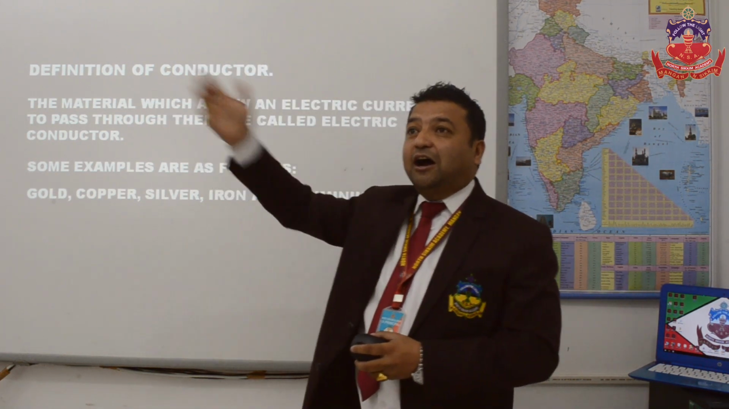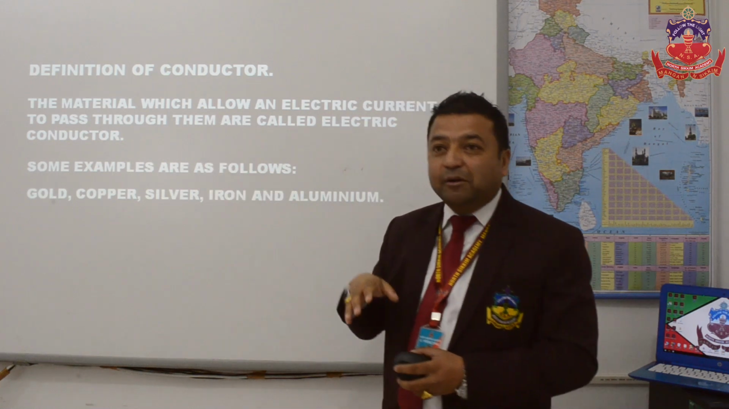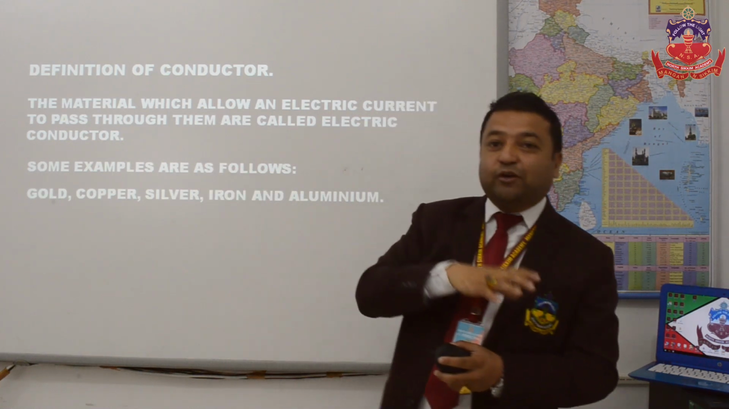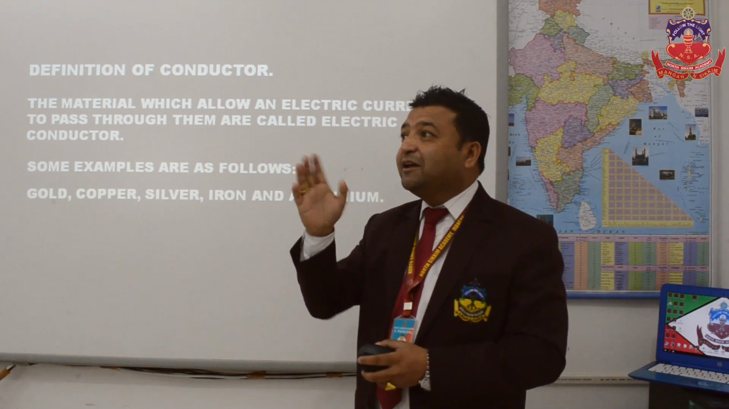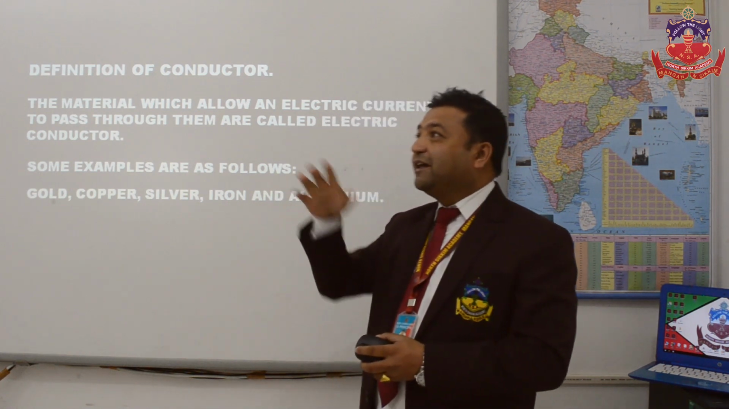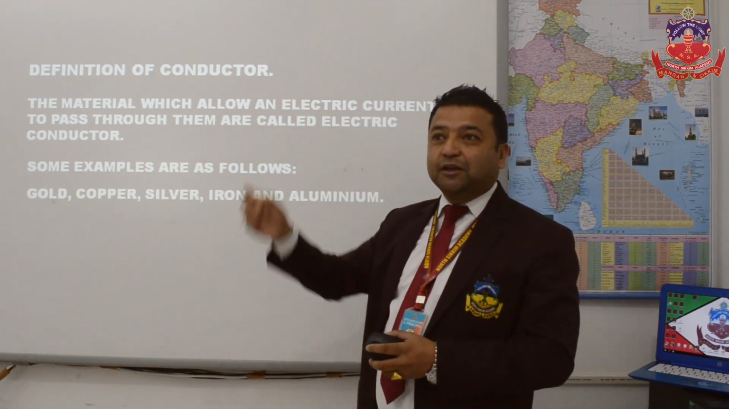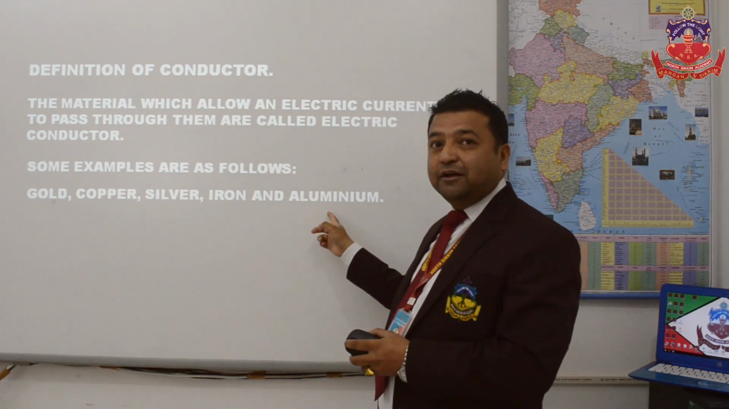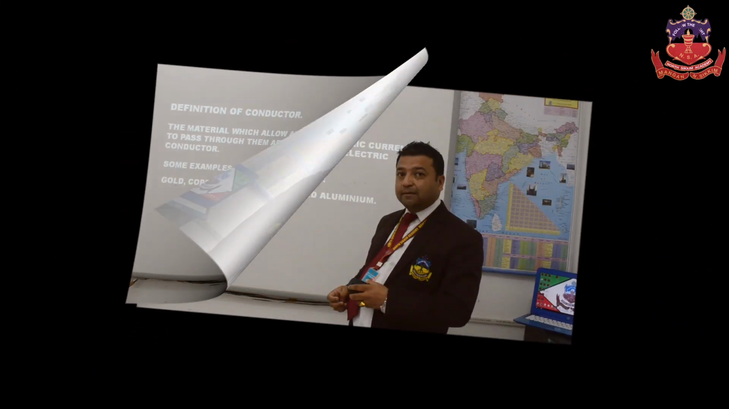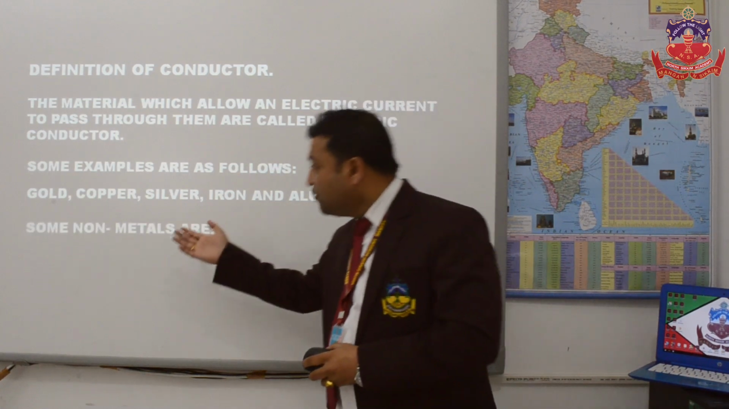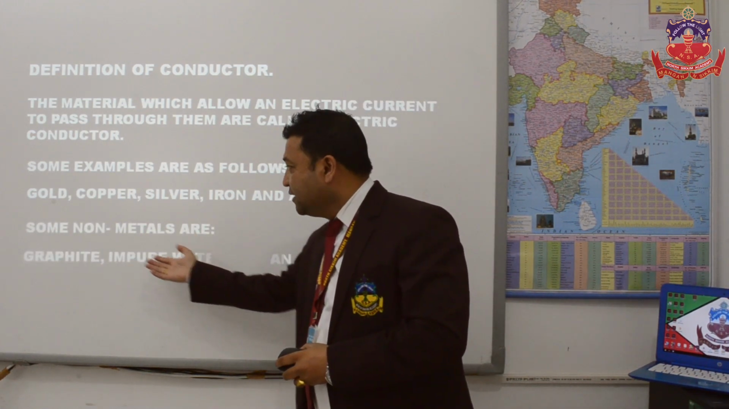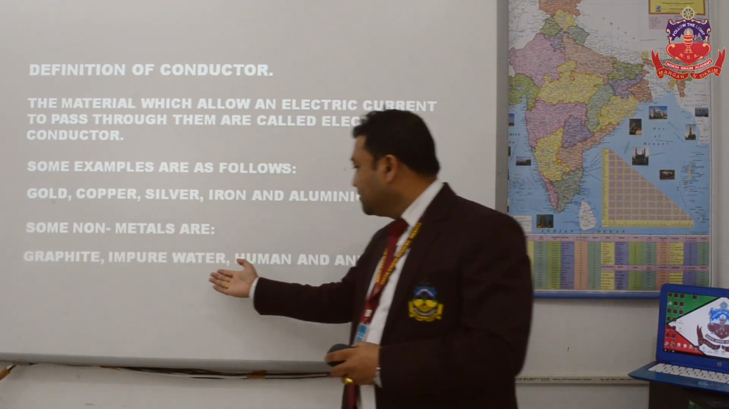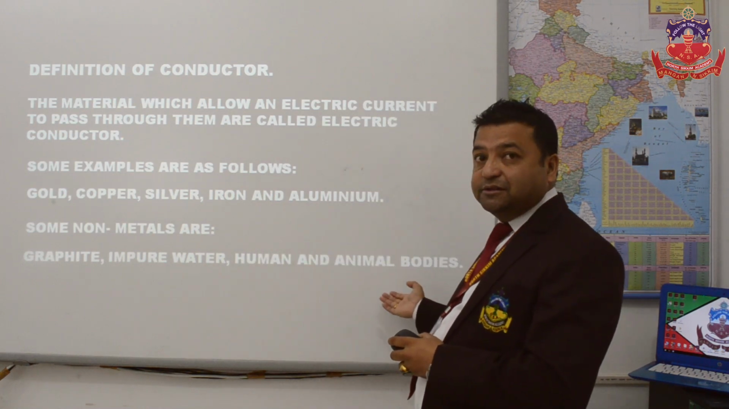We can see outside when you go around with family members, when you are driving a car or going for a ride, that from the window of your vehicle you can see big towers. Those wires are made of aluminium. Now, I've got a few examples of non-metals also. They are graphite, impure water, and human and animal bodies.